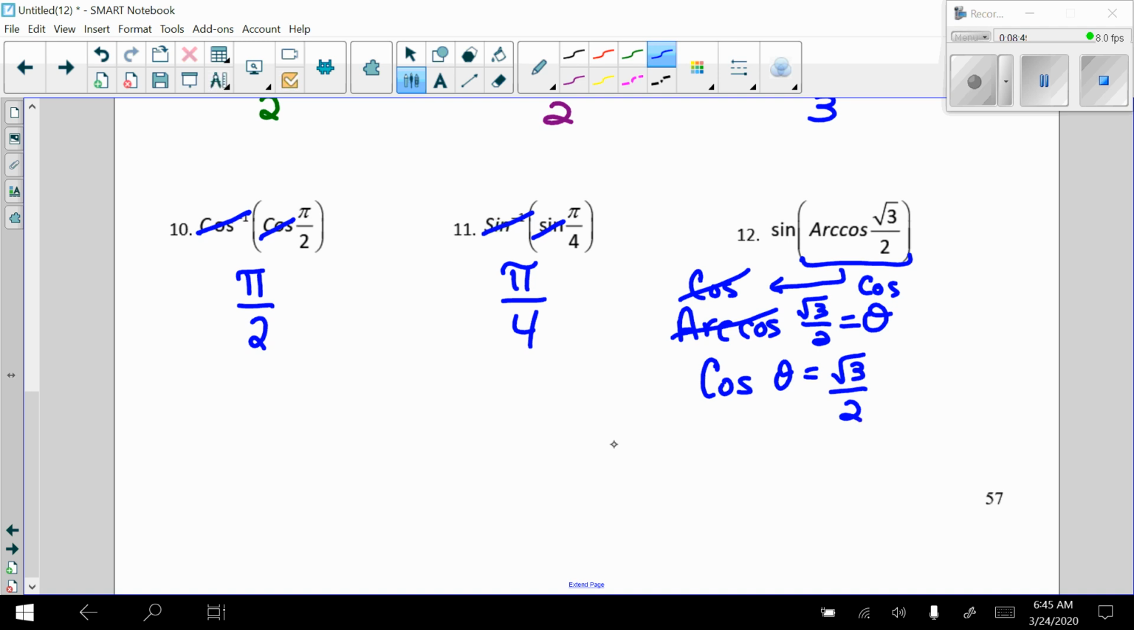So you should be thinking to yourself, okay, I am on a restricted domain from 0 to pi. And where is the cosine of theta equal to root 3 over 2? Well, that would be the 30-degree angle. Okay, so theta equals pi over 6, which, as I just said, is a 30-degree angle.